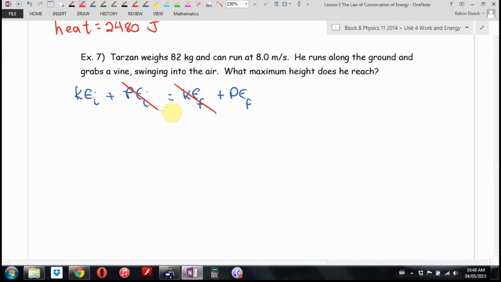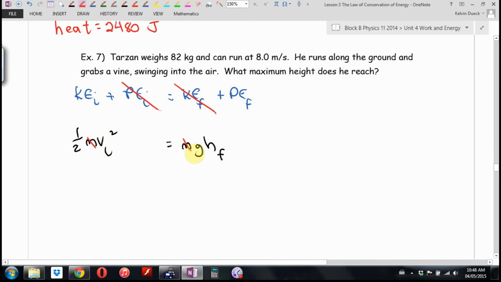What was the equation for kinetic energy? Right? What was the equation for potential energy? Anybody notice anything? Okay. Although I told you Tarzan's mass is not necessary.